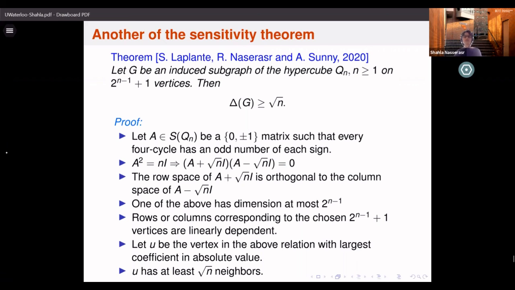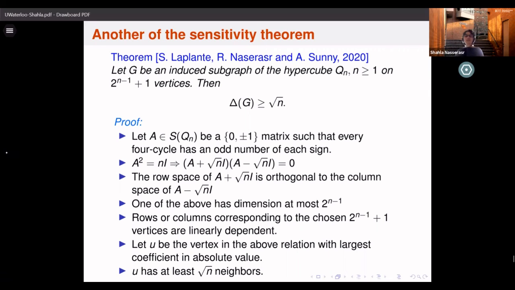So what that means is that the row space of A plus square root of n times identity is orthogonal to the column space of the other matrix. And because these are subspaces of R to the number of vertices, which is 2 to the n, one of them is going to have dimension at most 2 to the n minus 1, half of the dimension.